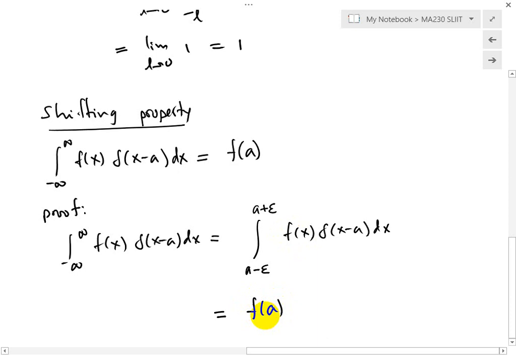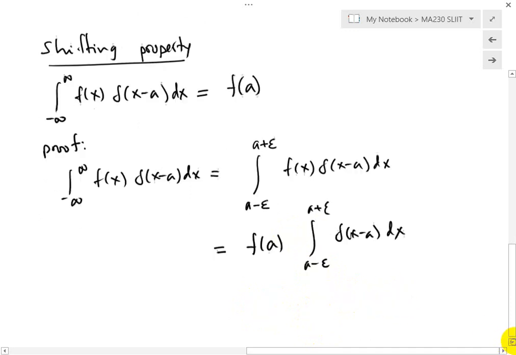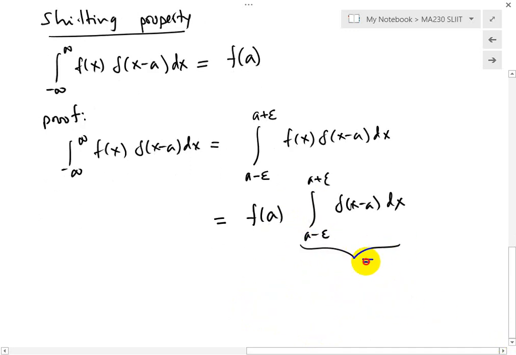So you can take that out, and then you are going to integrate from a minus epsilon to a plus epsilon delta x minus a dx, and this integral of delta is what? This is simply 1 by our definition, and we proved it. So this value is now f of a. So this is a cute little proof, not the very rigorous one. The rigorous one is an advanced proof, but you can get the idea from here.